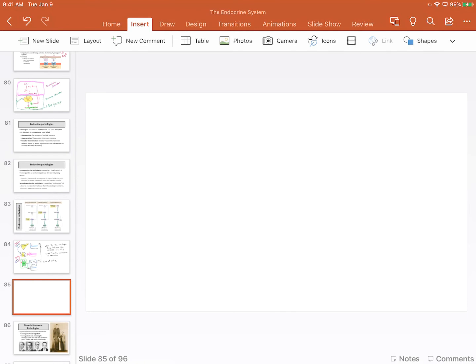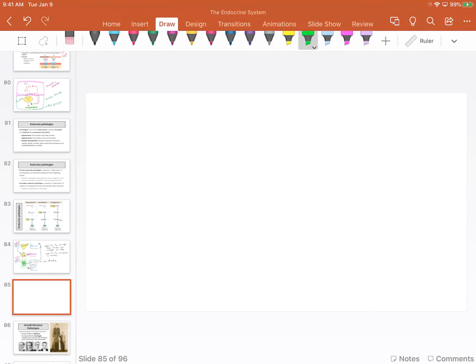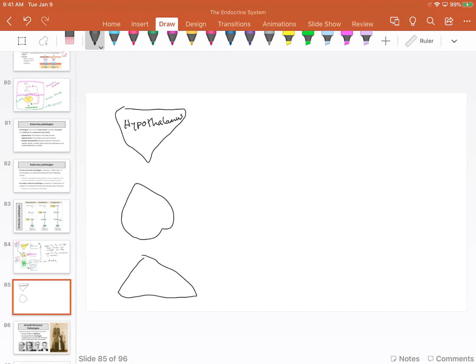Okay, we're going to do it again. So I'm going to draw. I tend to draw things this way. Okay, so here's my hypothalamus. Here's my pituitary. And this time let's do the adrenal cortex. So here's my adrenal gland with my adrenal medulla, like so.